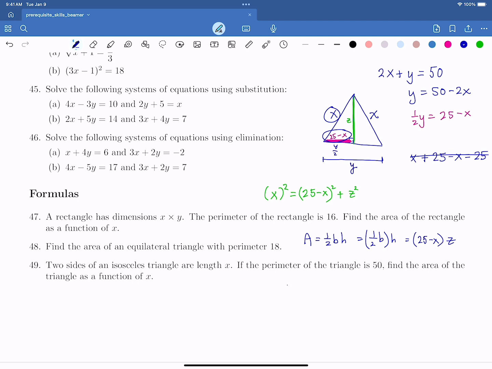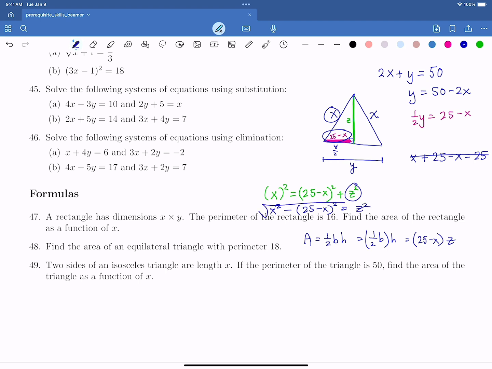Hypotenuse squared. I'm trying to get z, I guess, so I'll just take this equation and solve. Take the square root of both sides. The x squared minus 25 minus x squared equals z squared.